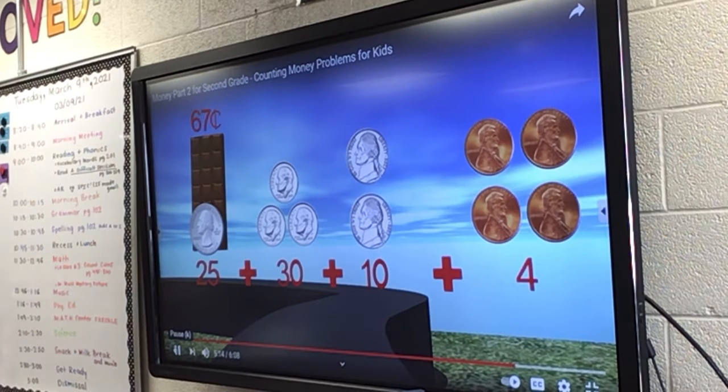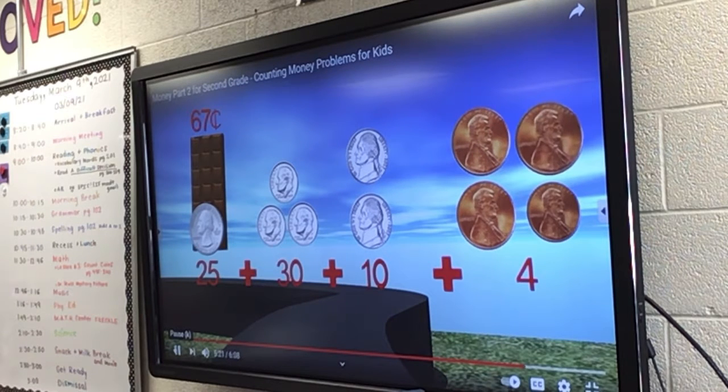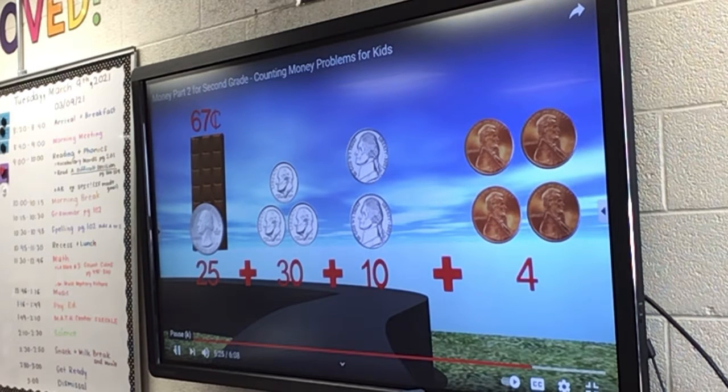We just have the pennies left, and they are easy to count. So we get 66, 67, 68, 69. Great job, guys. Okay, we have 69 cents in all, and the candy bar costs 67 cents. So do we have enough money to buy the candy bar? Yes, we do have enough money.